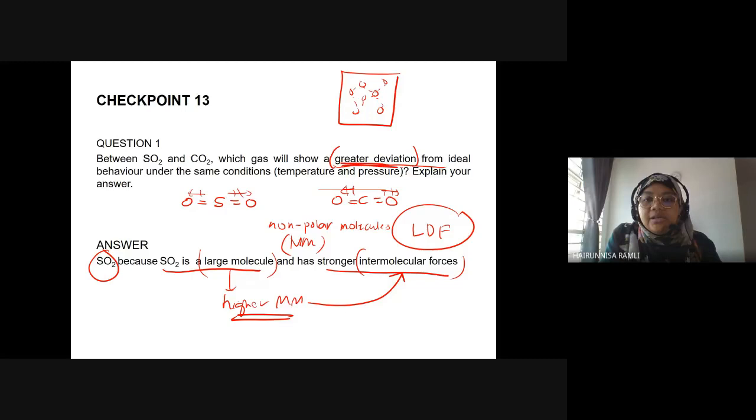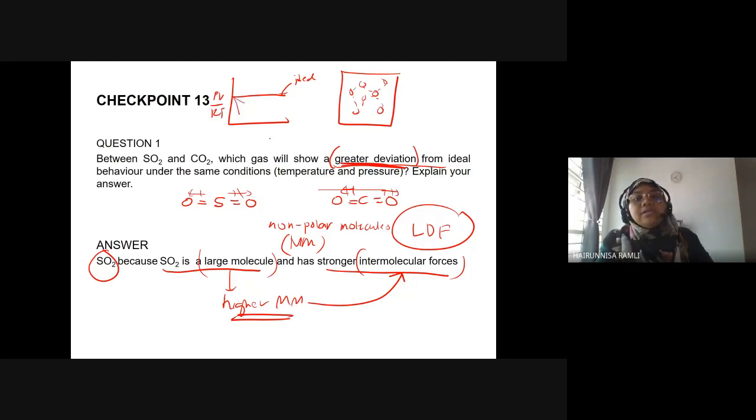Greater deviation. Maksudnya tadi kan, ideal gas, you dapat straight line kan? PV over RT, you dapat straight line, ni ideal. So deviation tu maksudnya, okay, maybe CO2 contohlah dia ke bawah kan? So maybe CO2 dia deviate sikit. Tiba SO2 dia deviate lagi jauh. Jauh daripada straight line ni. Itu maksud dia greater deviation.